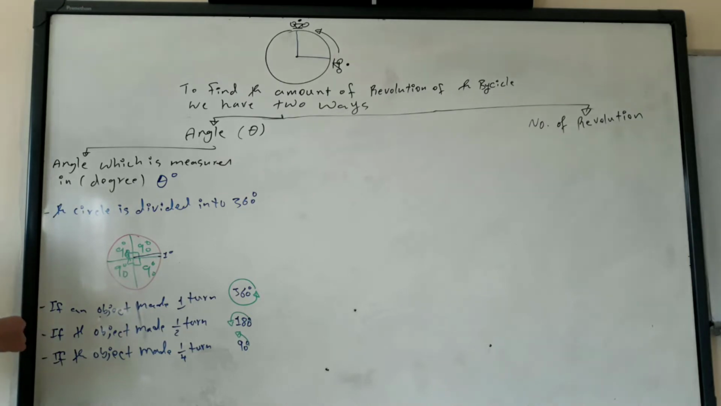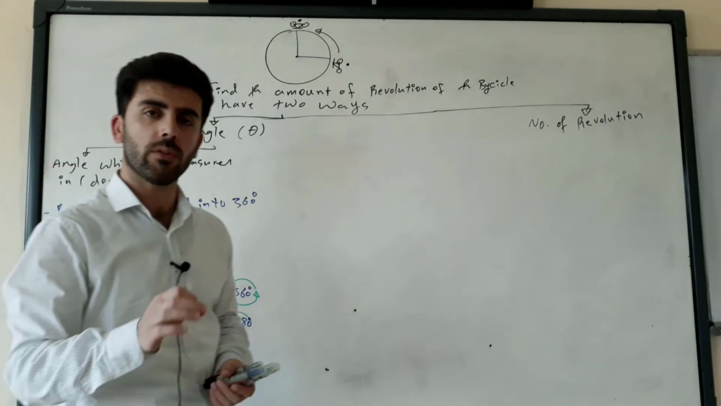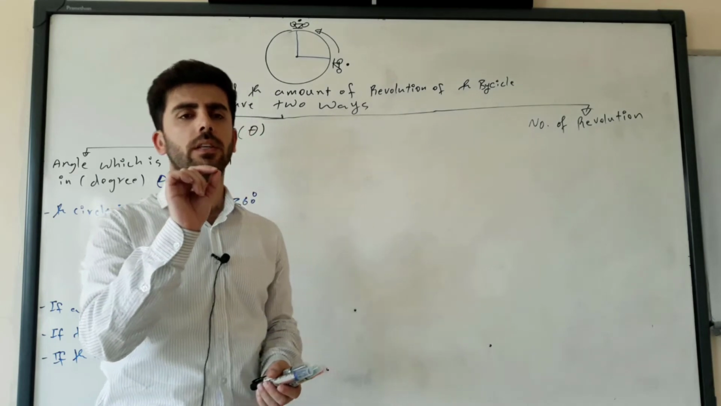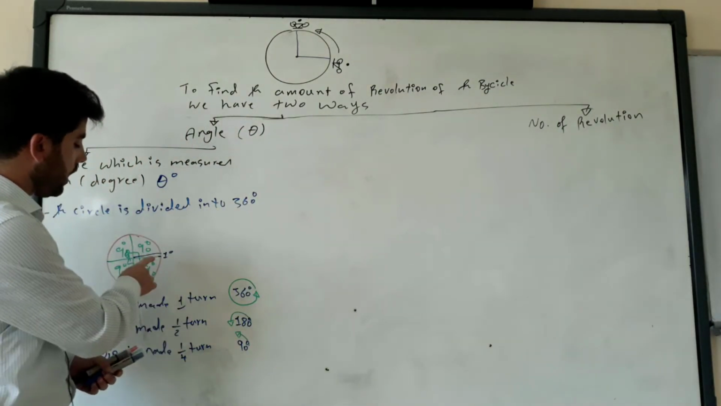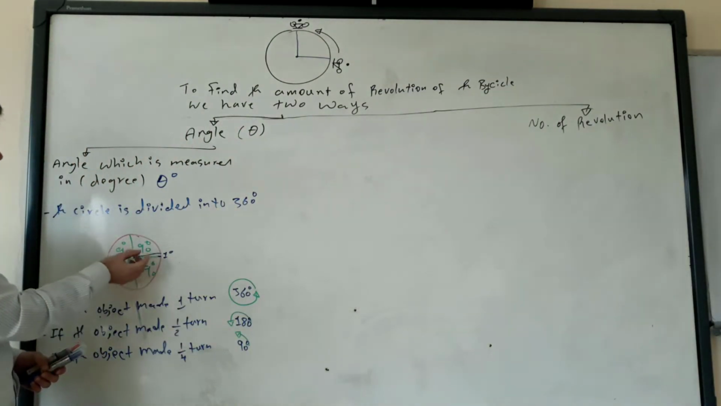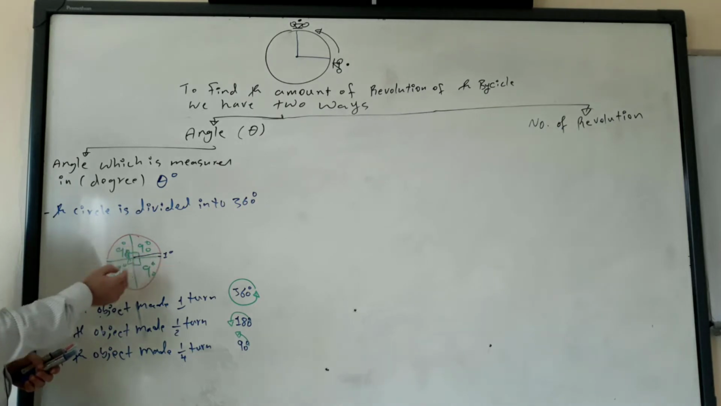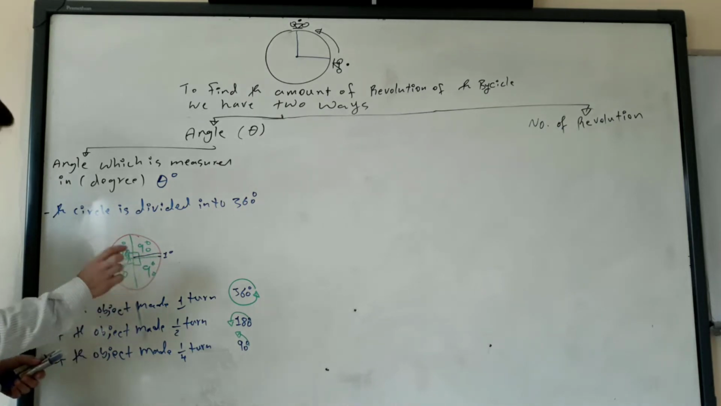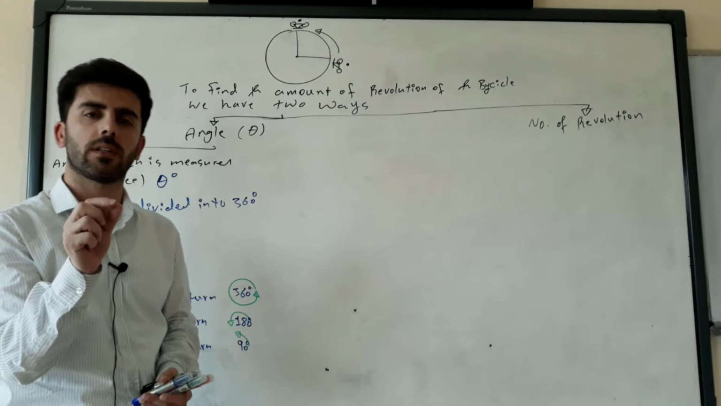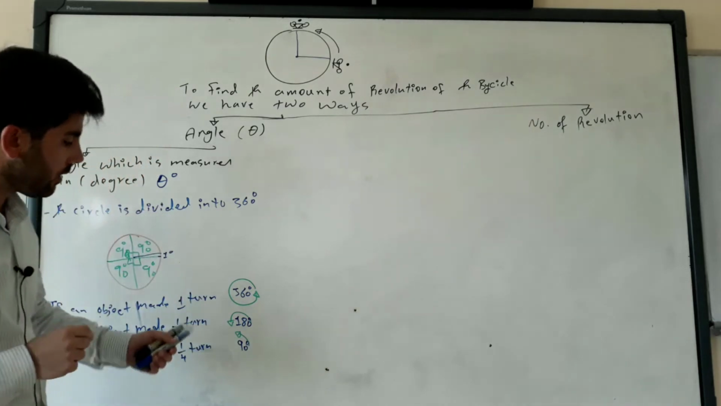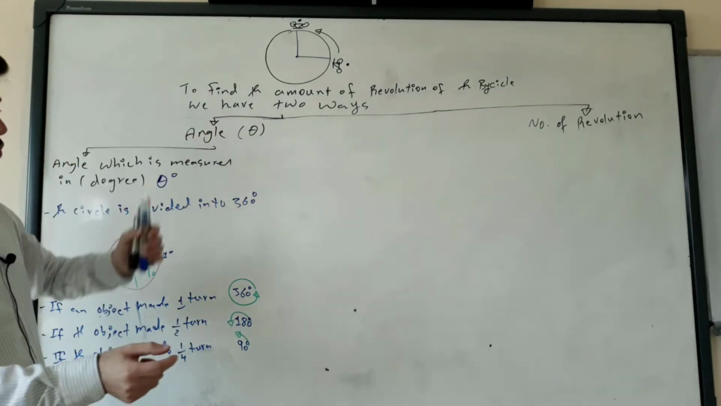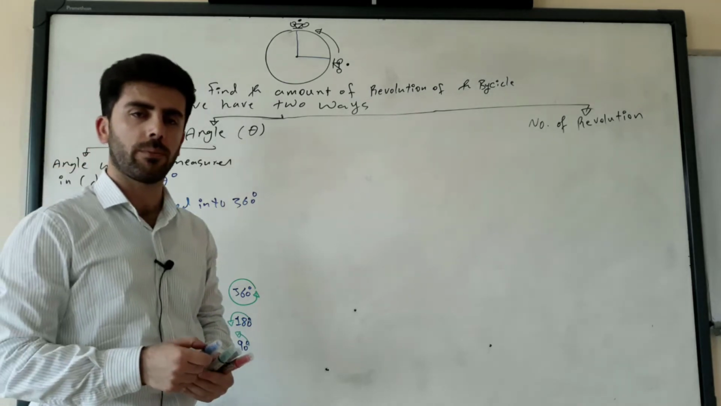And if an object traveled or revolved only by 1 degree, this means that the object only has changed a very small distance from its position, or it has traveled only a very, very small part of the circle, okay? This is how we tell how much an object has revolved on a circular path.